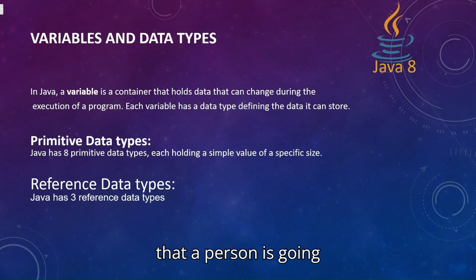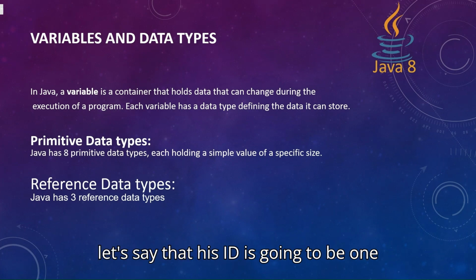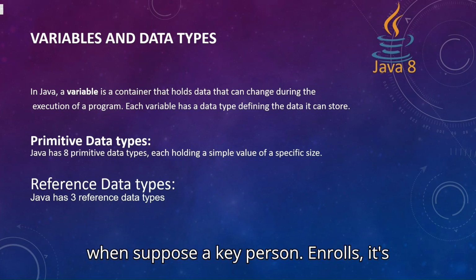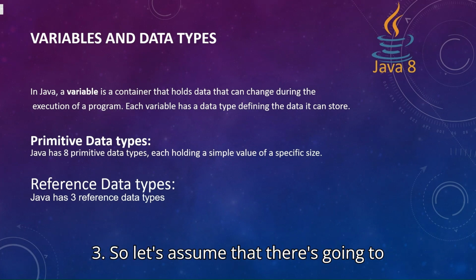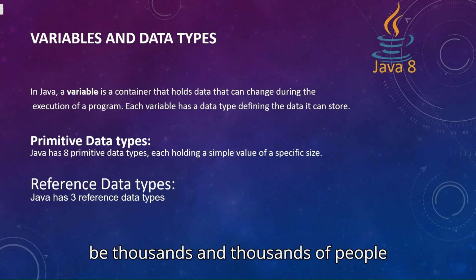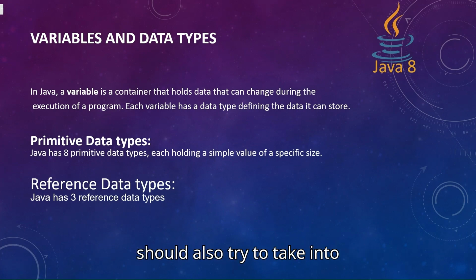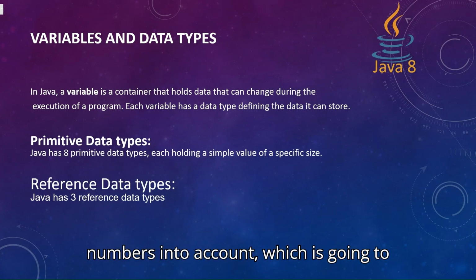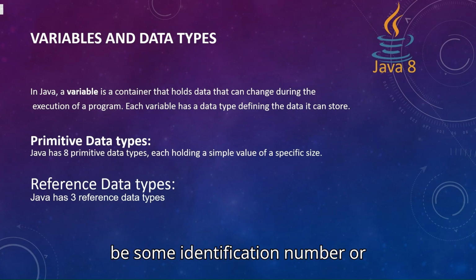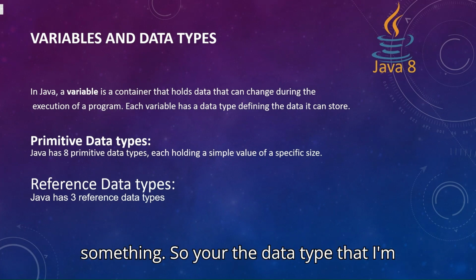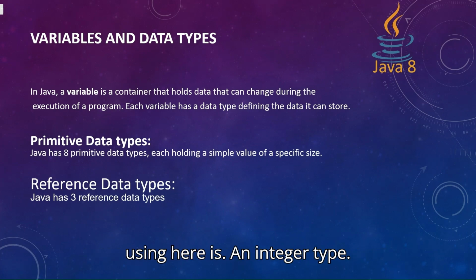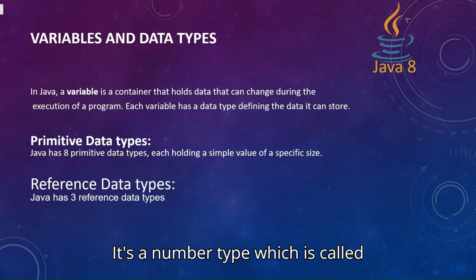For example, let's say that a person is going to enroll into a university. If a single person is entering, let's say his ID is going to be 1. When a second person enrolls, it's going to be 2, and then 3. Let's assume thousands and thousands of people enrolling. So you need a variable, the same variable, that can take into account different numbers, some identification number. The data type I'm using here is an integer type. It's a number type which is called integer.